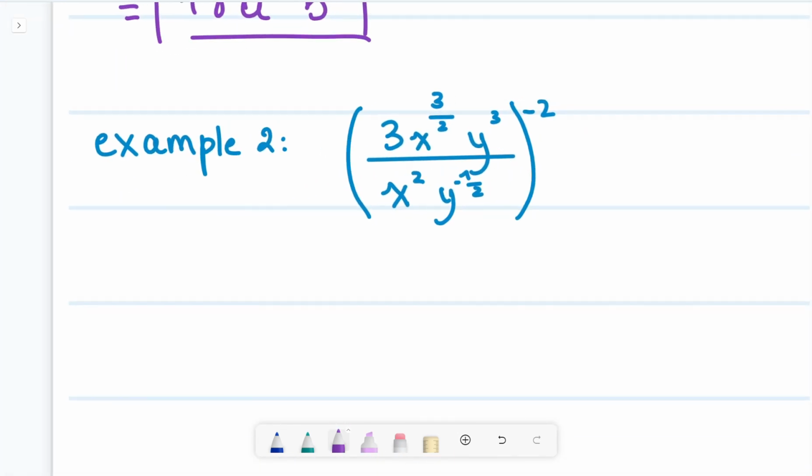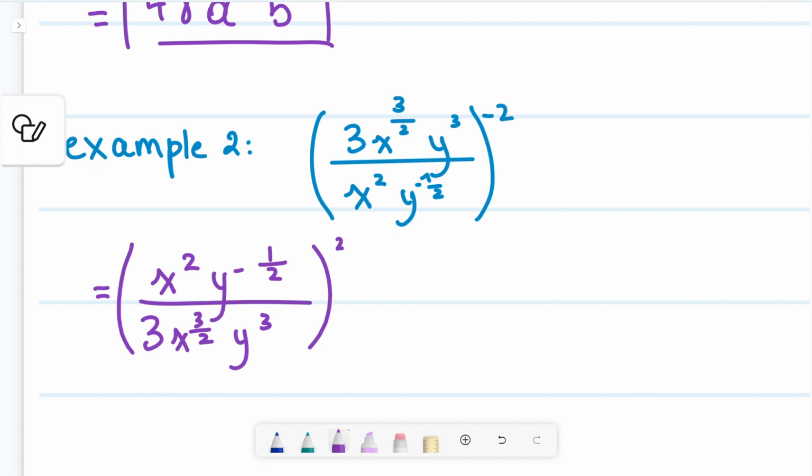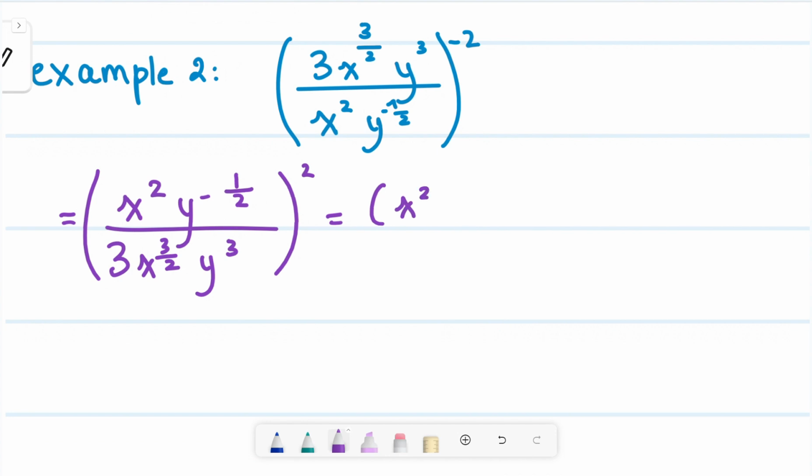Our next example is the following: 3x to the power of 3 halves times y cubed, divided by x squared times y to the power of negative half, all to the power of negative 2. As I mentioned before, when we have a negative power, we can start by flipping the fraction. So the denominator becomes the numerator, and the numerator becomes the denominator, all of that squared. Next, the numerator becomes squared, and the denominator also becomes squared.